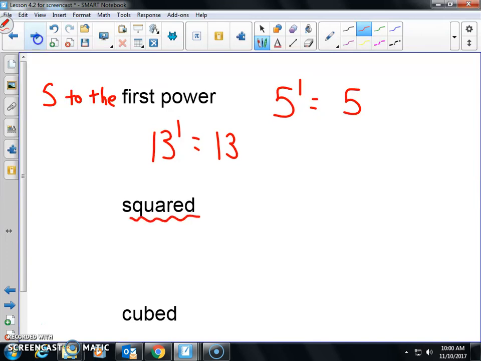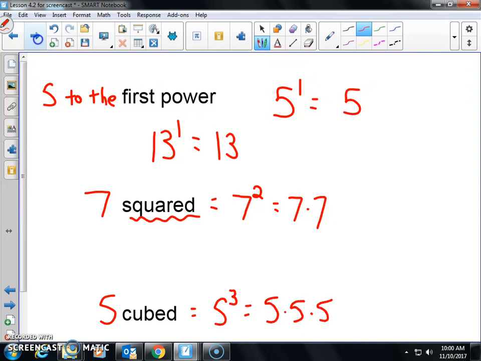Now, sometimes you'll hear squared. Somebody says to you, 7 squared. 7 squared means 7 to the second power, which we know means 7 times 7, which you can simplify. And we've talked about this one, cubed. If you ever hear the word cubed, it means to the third power. So if you had, let's go with 5 cubed, that means 5 to the third power, which means 5 times 5 times 5, which you could simplify into 125. So those are just a few things we got to know. If you ever hear first power, squared, and cubed, it's important to understand what they mean.